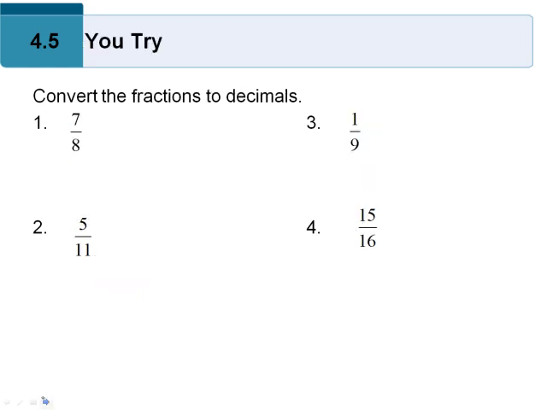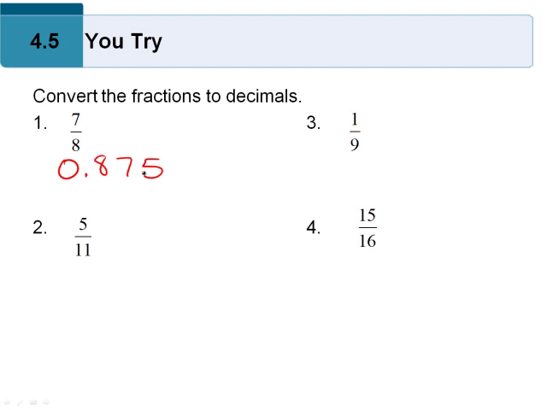Okay, so here's some for you to try. So pause the video and try these out. Number 1, to change 7/8 to a decimal, we're going to divide. 7 divided by 8, and it comes out to be 0.875.